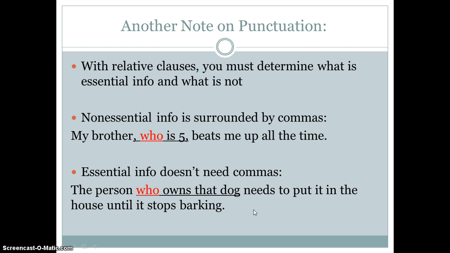All right, essential info doesn't need commas. It doesn't need the trapdoor. You need all of the information as part of the sentence. So the person who owns that dog needs to put it in the house until it stops barking. So who owns that dog is modifying this person. If you took out this information, the person needs to put it in the house until it stops barking. Okay, you can't understand all of the essential information that you need if you take that clause out. So you have to have that clause there. No trapdoor commas. Make sense?